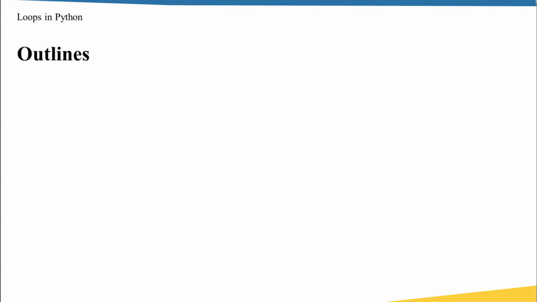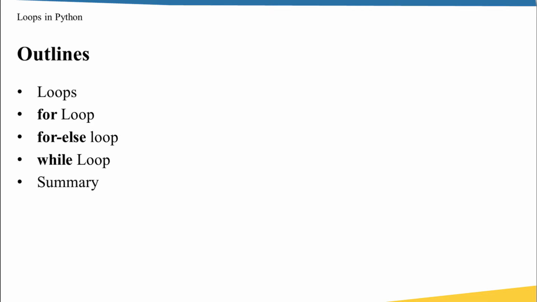In this lecture, we are going to learn about the second way that we can use in order to update the default behavior of program execution flow. So I will start by defining the loops, then we will learn about for loop, for else loop, while loop, and I will end this lecture with a quick summary. So let's get started.